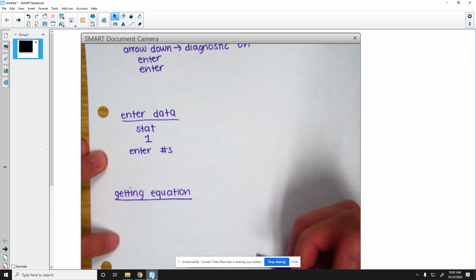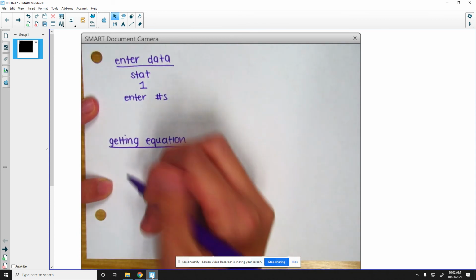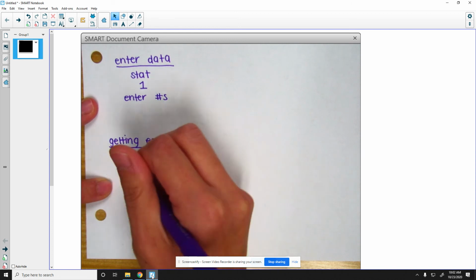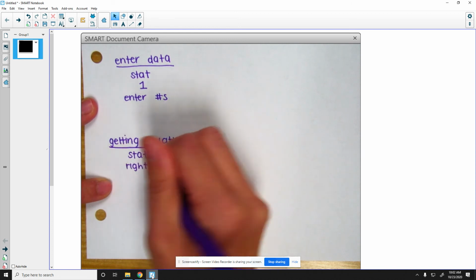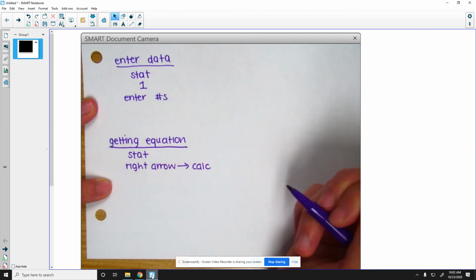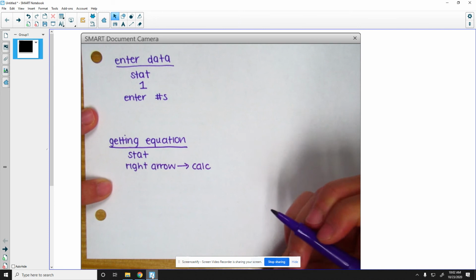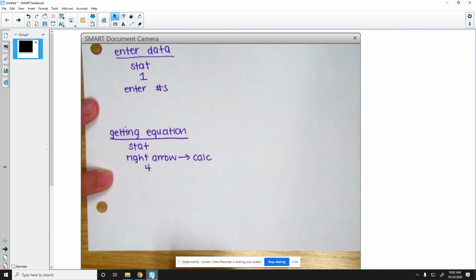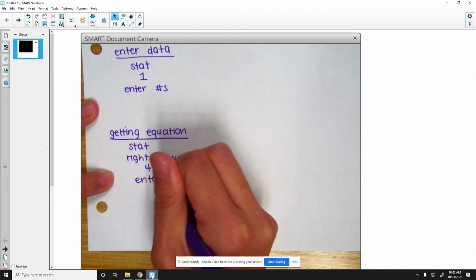So getting your equation, this is what you have to press. You have to press stat. You're going to right arrow to the calc. You're going to hit the number 4. And then you're going to hit enter 5 times.